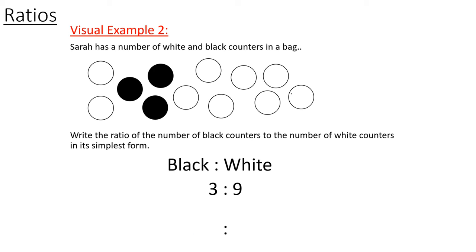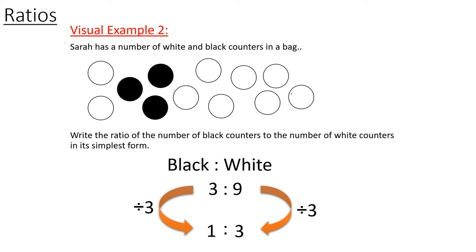Both of these numbers can be divided by 3. So 3 divided by 3 gives us 1, and 9 divided by 3 gives us 3. So our ratio of 3 to 9 in its simplest form is 1 to 3.